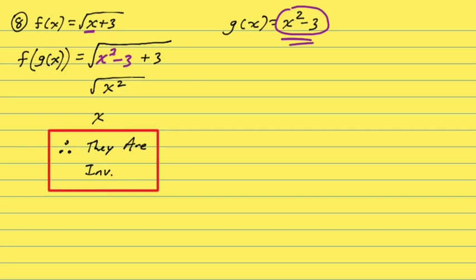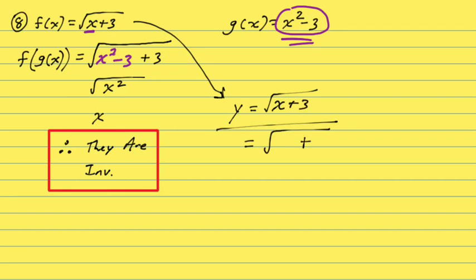If you do f of g and you just get x, they're inverses. Another way is to realize this original one was y equals radical x plus 3. How do you find inverses? You switch x and y, so I'm going to switch x and y and solve for y. So I square both sides and I subtract 3.